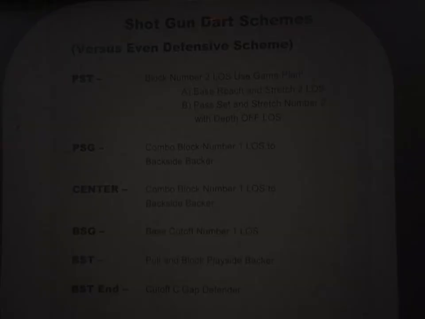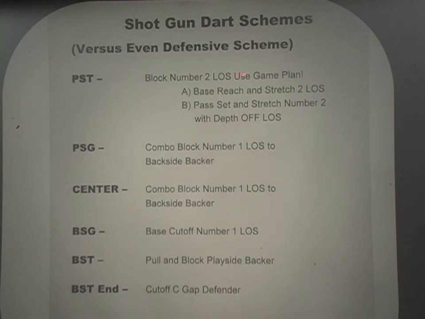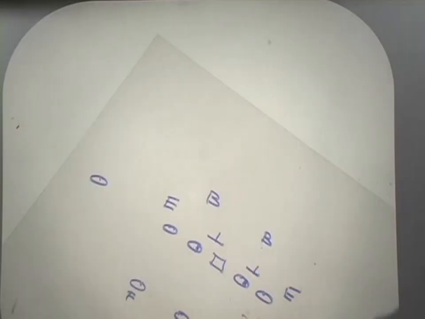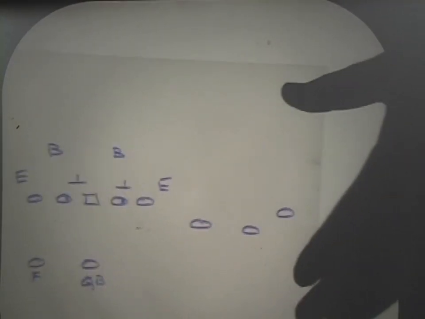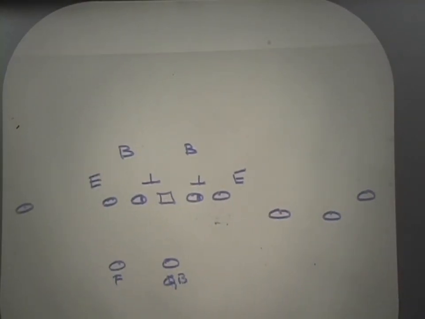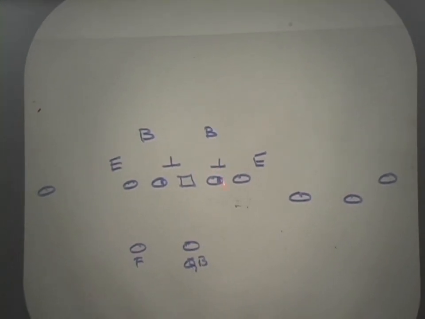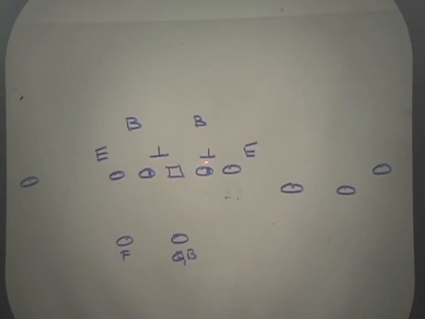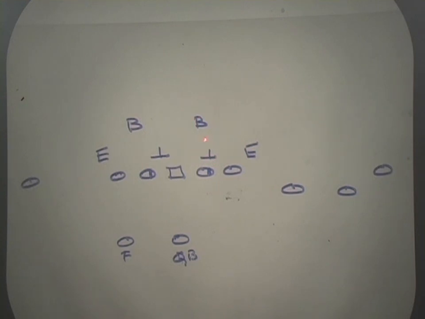All right, the shotgun dart scheme versus an even defensive scheme. Before we get there, let me just show you what a defensive even scheme is for us. Basically, an even scheme for us is one where one of our guards has to be covered by a down lineman, and we'll make an even call. By making the call even by our center, this will give everybody up front their blocking assignment.